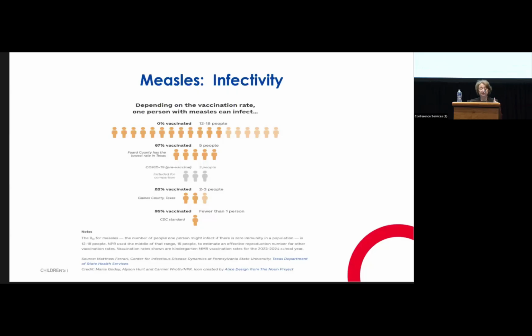On the other hand, if you have that same room of people who are susceptible to measles, who have not been vaccinated, you can infect 12 to 18, so 6 times as many. However, if 2/3 of those patients are vaccinated, the number decreases to 5. If 95% of those patients are vaccinated, less than 1 patient will become infected.